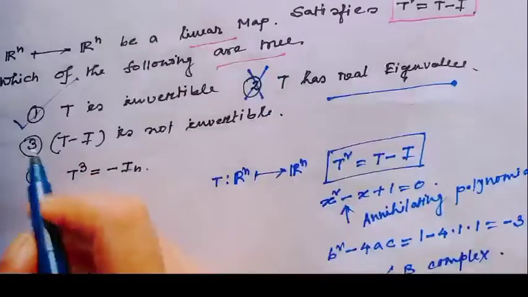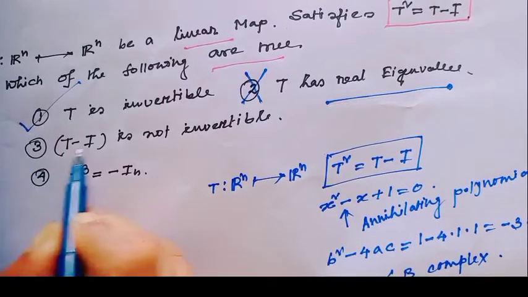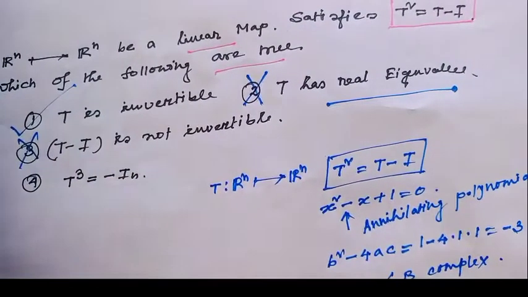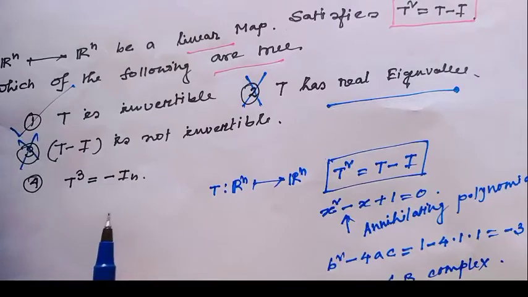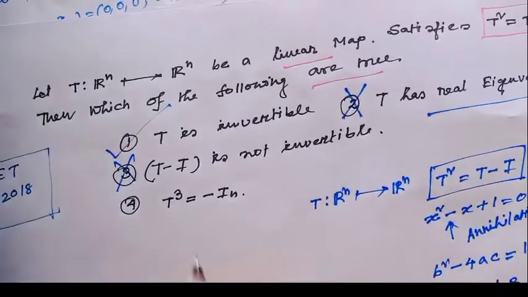That means option 3 will be the wrong option, because here it indicates t minus I is not invertible. Option 4 indicates t cube equal to minus identity. This is also very interesting.